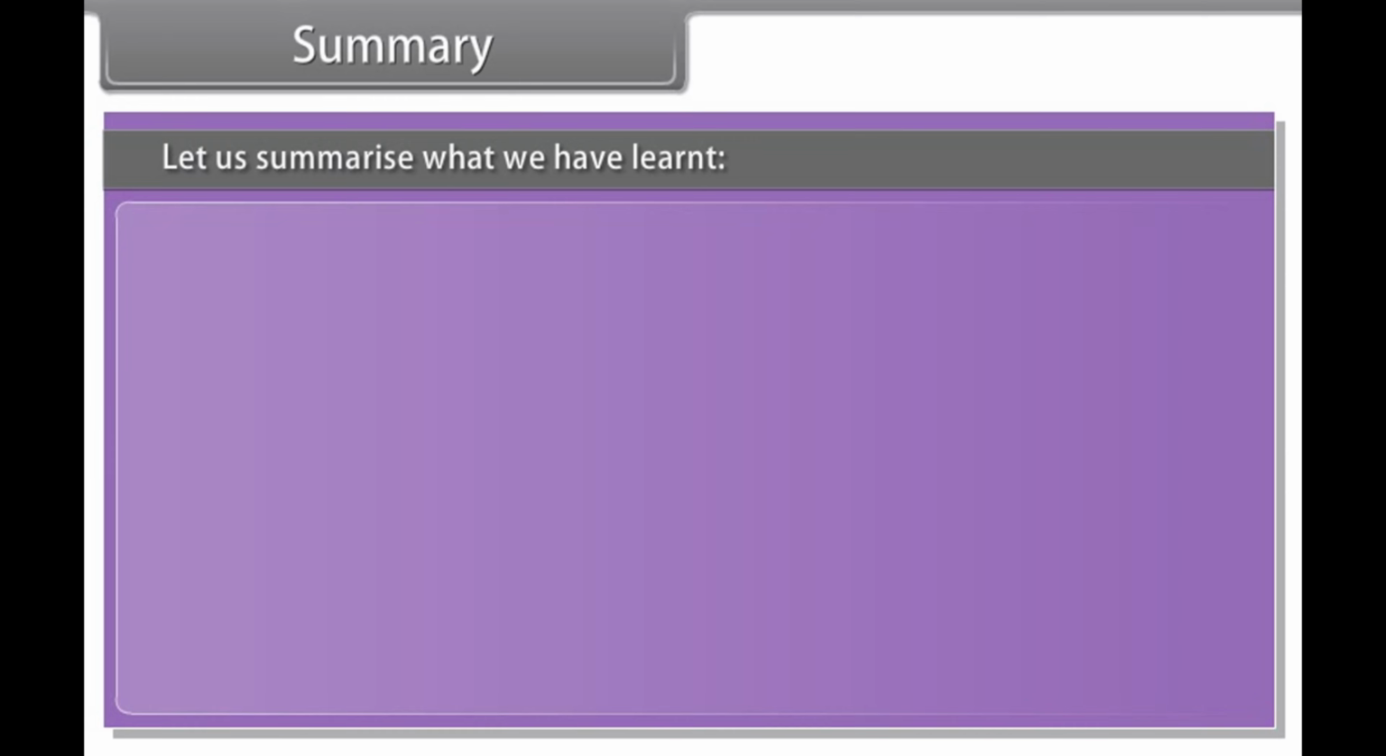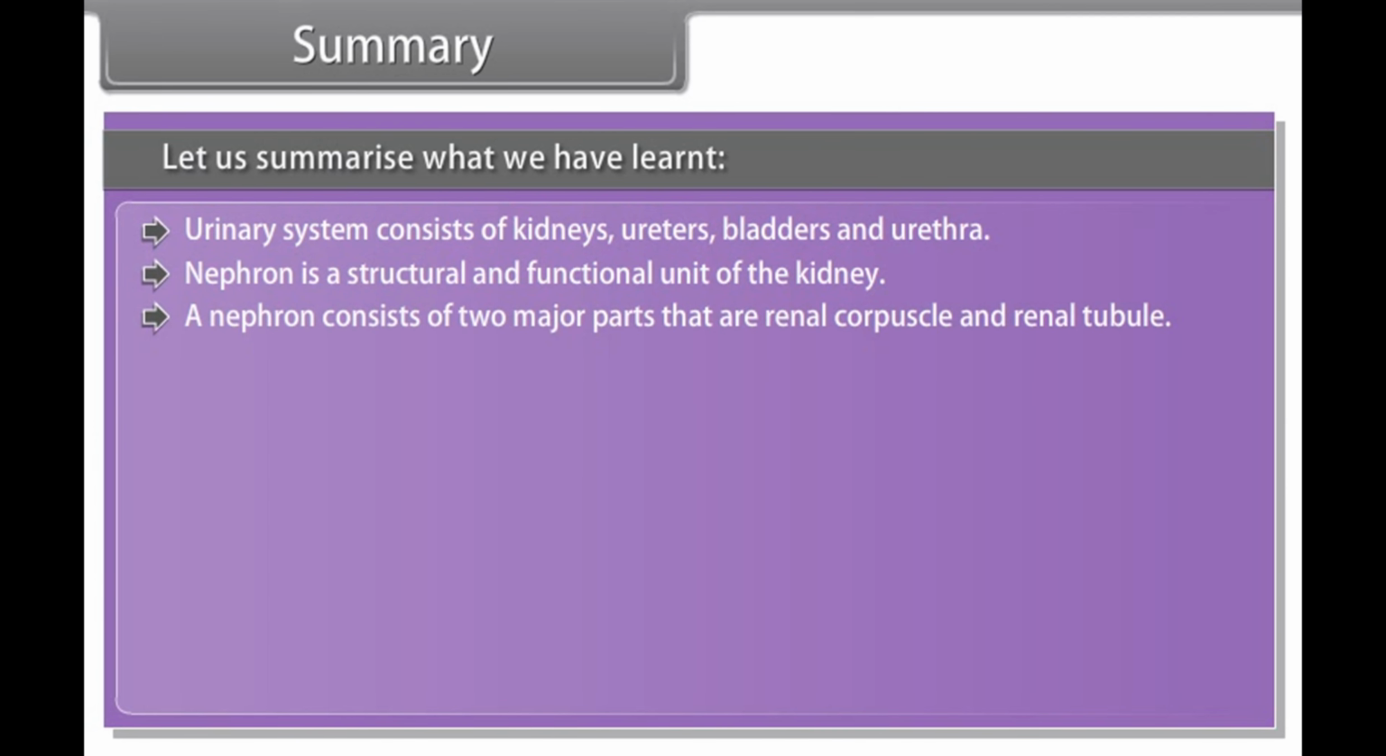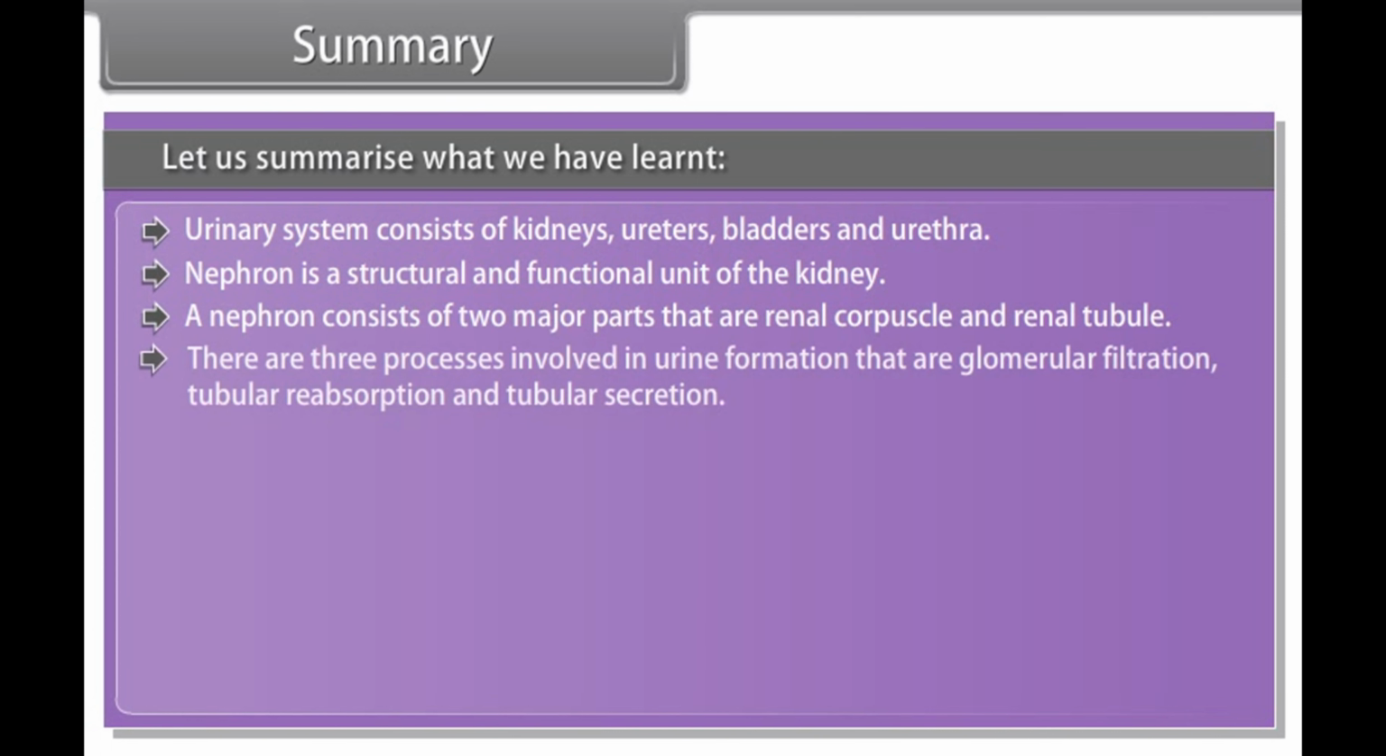Summary. Let us summarize what we have learned. The urinary system consists of kidneys, ureters, bladder and urethra. Nephron is the structural and functional unit of the kidney. A nephron consists of two major parts, the renal corpuscle and the renal tubule. There are three processes involved in urine formation: glomerular filtration, tubular reabsorption and tubular secretion.